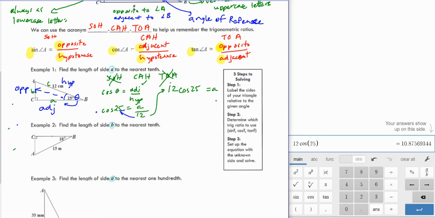So A is going to equal, a couple other little notes to make sure that we include our degree symbols when we're doing the angles. So we're looking for a side length, and we were told that these are using centimeters also. So we are going to say 10.9 centimeters. All right, that's it. So let's try another one.